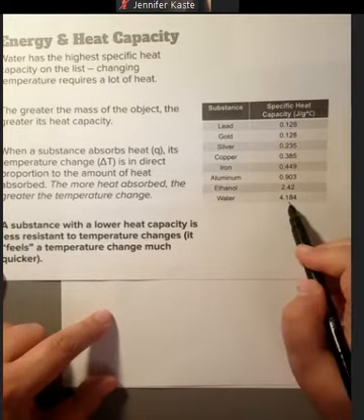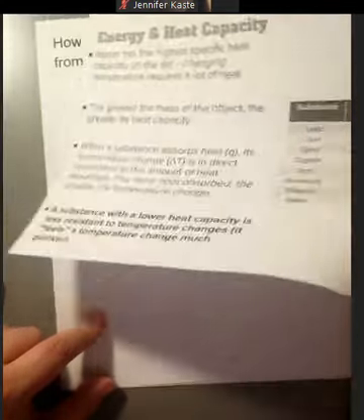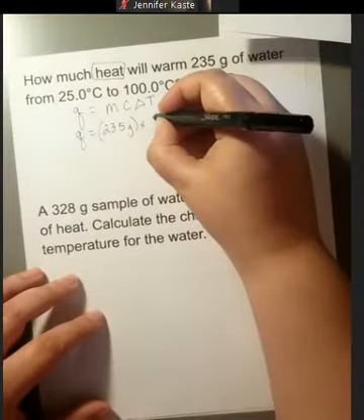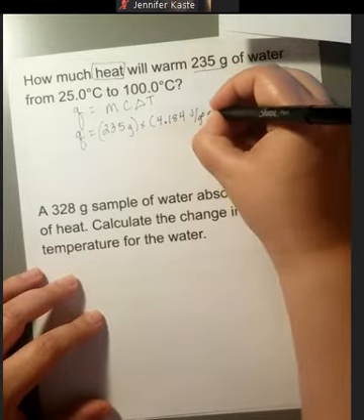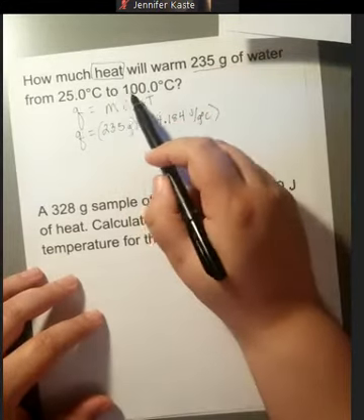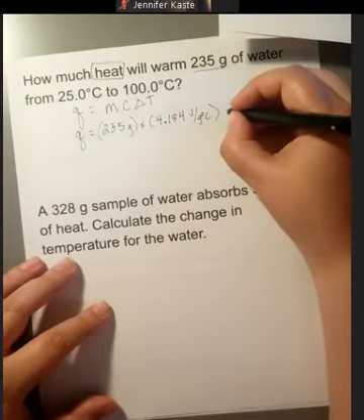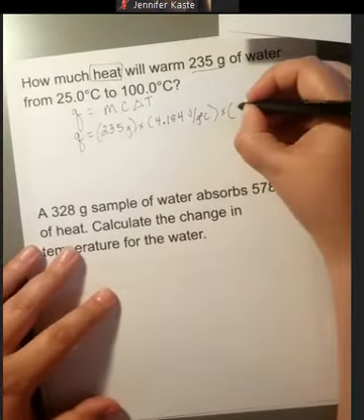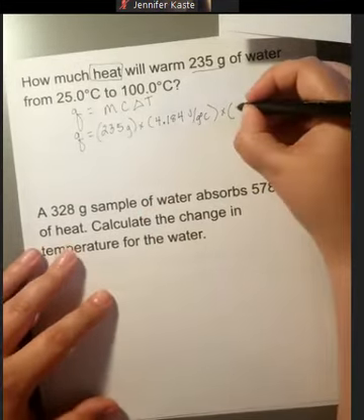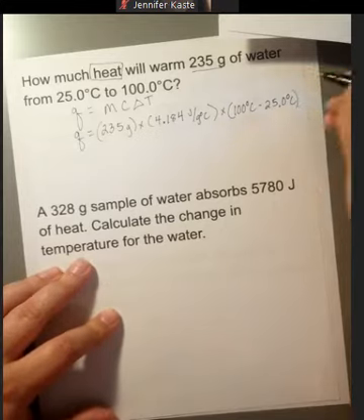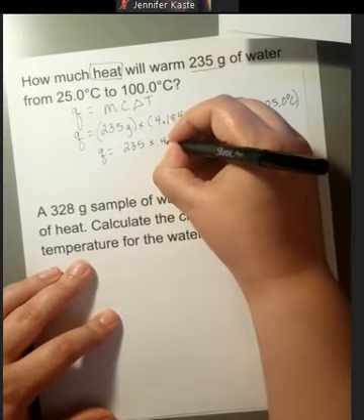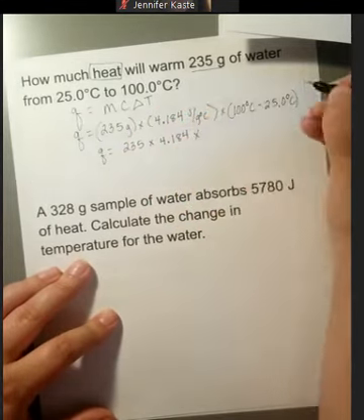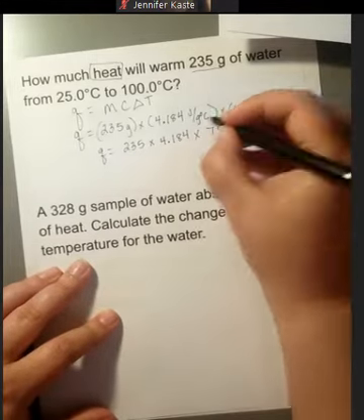So here's water's heat capacity, 4.184 joules per gram degree Celsius, and then times the change in temperature. So when you're doing the change in temperature, you're subtracting them. So the bigger from the smaller. So 100 degrees Celsius minus 25 degrees Celsius. So really I'm going to do 235 times 4.184 times 100 minus 25, which is 75.